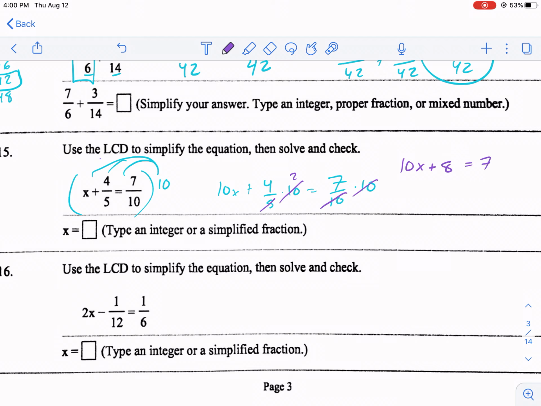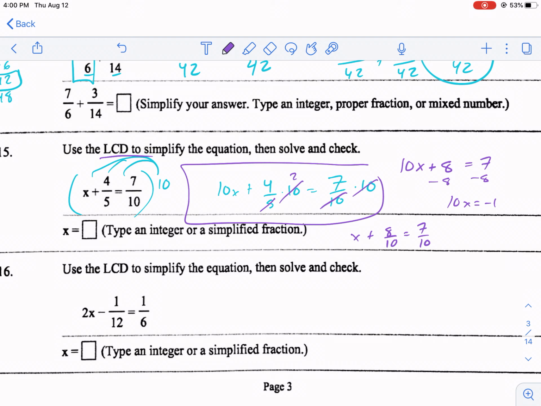Now, there's another way to do it. You can find the LCD, change it, and so on. You're going to have x plus 8 over 10 equals 7 over 10. So you can do it that way. Try to get in the habit of doing it the first way. It's really great because you're going to have a lot of success with really tough equations.